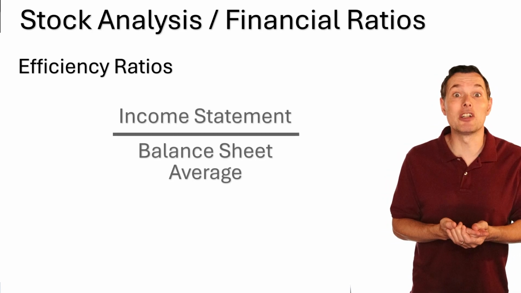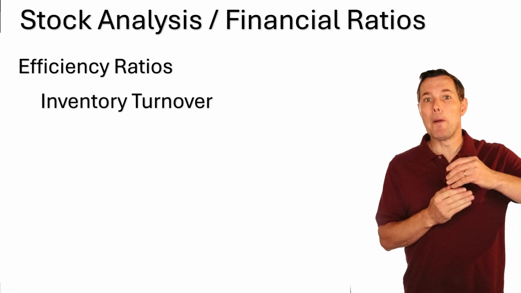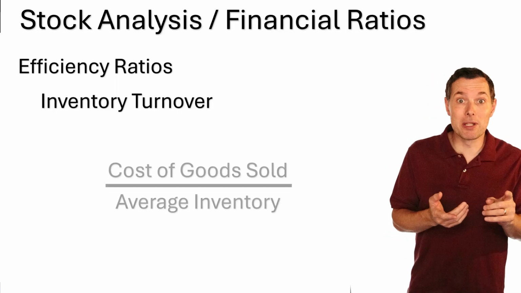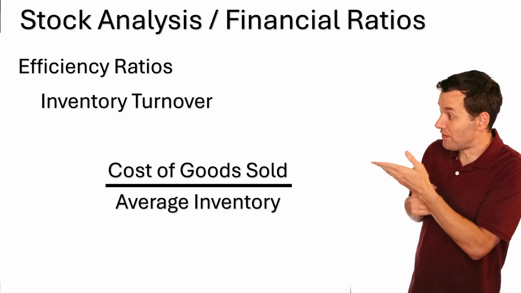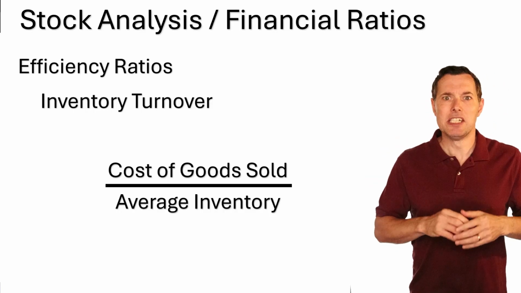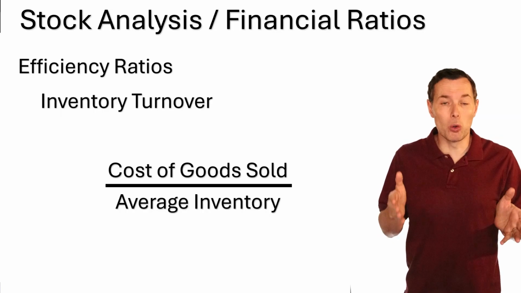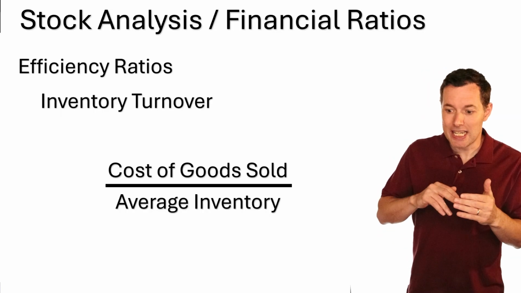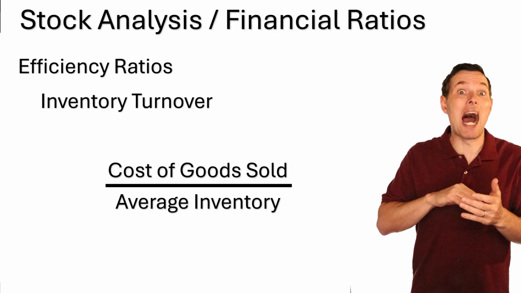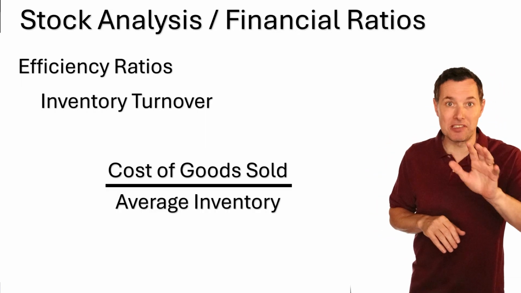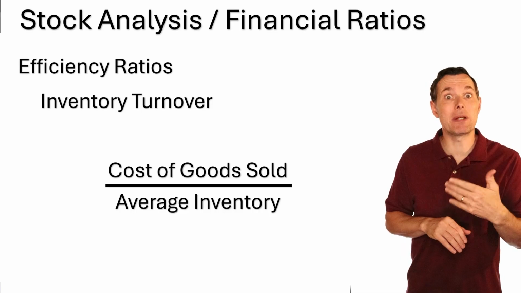Okay, so the first one's called inventory turnover. Let's look right at the formula. The formula is cost of goods sold divided by the average inventory. So how much inventory are they buying and how much inventory are they holding? Now, the idea here is that you want higher turnover. You want this number to be as high as possible. You want inventory turnover to be high.